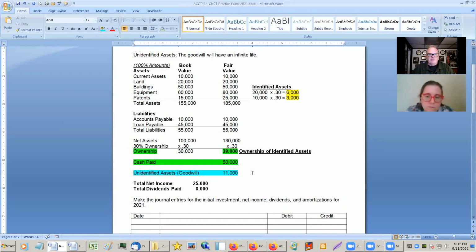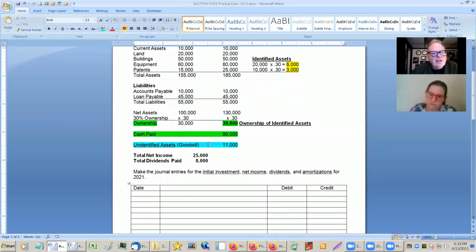A big chunk. You can buy a stove and all that kind of stuff, but it's the running of the place that is usually goodwill, and that's why it's separate from the other ones. Unidentified is just kind of a strange term, but it's goodwill. It is identified.